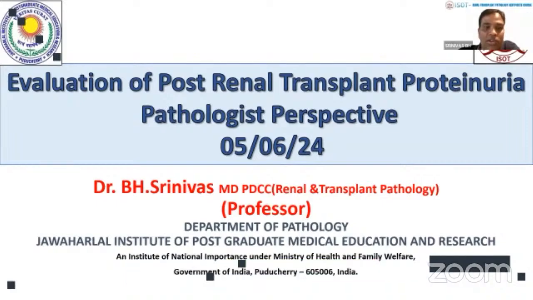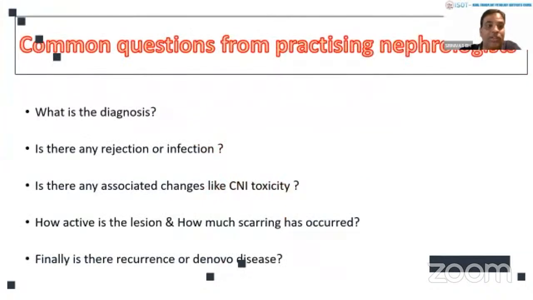The next class is on evaluation of post-renal transplant proteinuria, a pathologist's perspective. Though this is a pathology presentation, I am trying to balance both the clinical and pathology views in this topic. Whenever there is a post-transplant biopsy, these are the common questions usually arising from practicing nephrologists. So what is the diagnosis? Is there any rejection or any infection? That curiosity usually pathologists get from the nephrologist. Or is there any associated change like CNI toxicity?